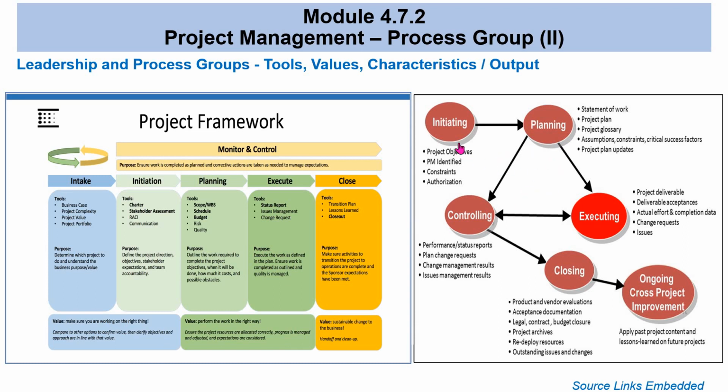And then you also need to know the characteristics of each phase. When you're initiating, you're looking at the project objectives. The project manager will lead the project, and there are the constraints you are looking at, and the authorization you need to define or start the project. In planning, you look at the statement of work, project plan, all kinds of assumptions and constraints, and plan updates. In executing, you look at the deliverables and changes that happen. And in monitoring and control, you get things like status reports or performance reports, and you do change management based on what you see, and issue management to get things in the right direction. And of course, when everything is done, you make sure that things are properly closed.